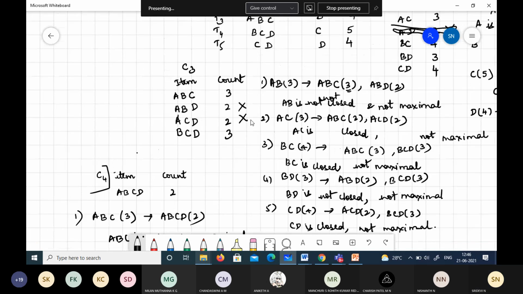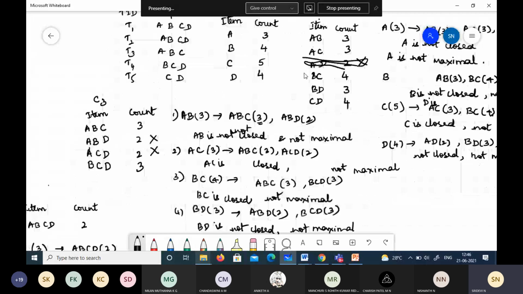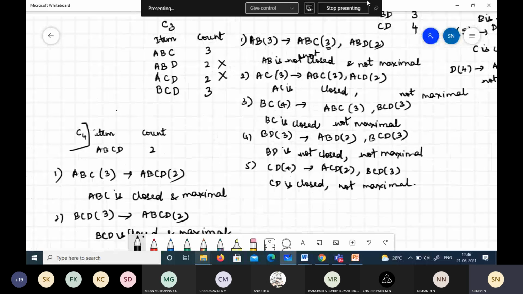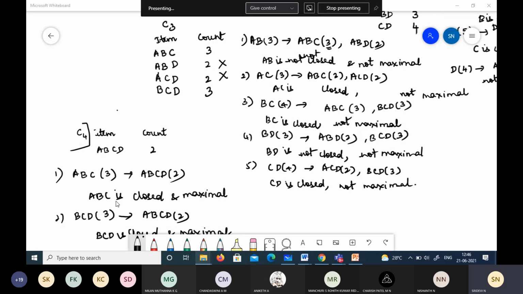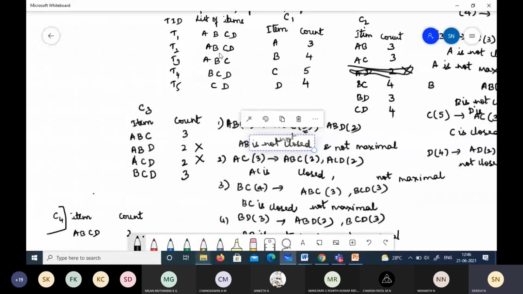Given any problem, if you are asked to find the frequent, closed and maximal item sets, you can find them like this. The closed and maximal frequent item sets are ABC and BCD. In these transactions, ABC and BCD are frequent. That's obvious, and we can identify it from here also. ABC: 1, 2, 3, see how many transactions out of this, and BCD as well.